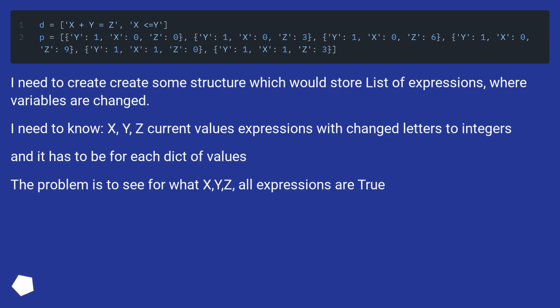I need to know x, y, z current values, with expressions with changed letters to integers. And it has to be for each tick of values. The problem is to see for what x, y, z all expressions are true.